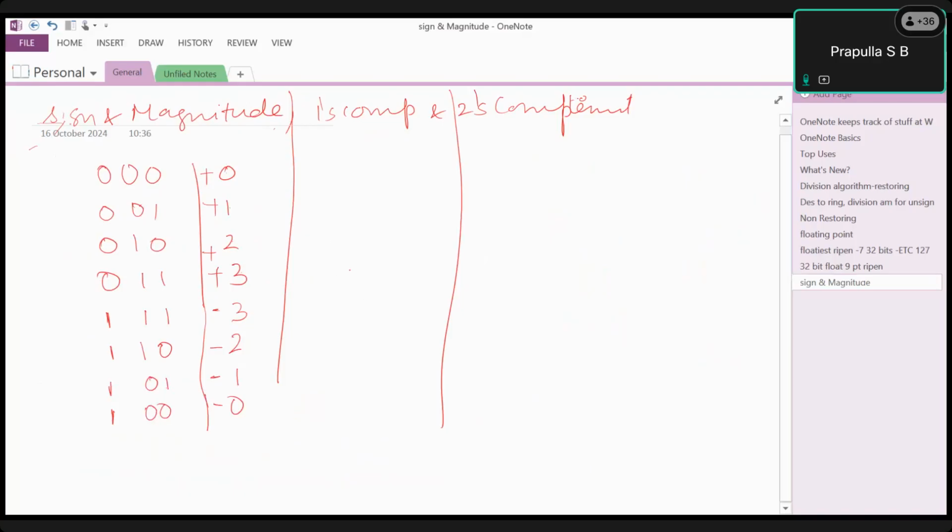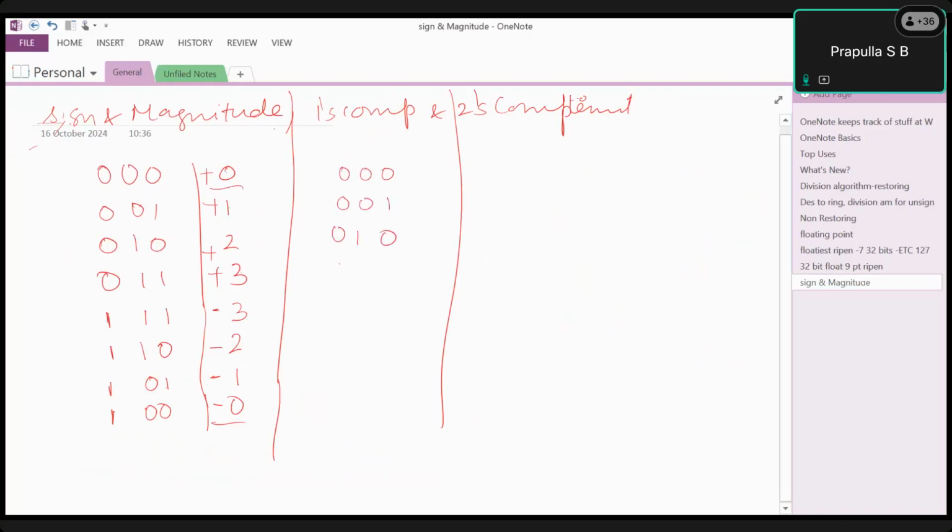whenever we are talking about this, can you see something vague in this technique? One thing we can see is two representations for 0 here, plus 0 and minus 0, which is not true at all, right? So be it ones complement, twos complement, or sign and magnitude, for positive numbers it will be the same.